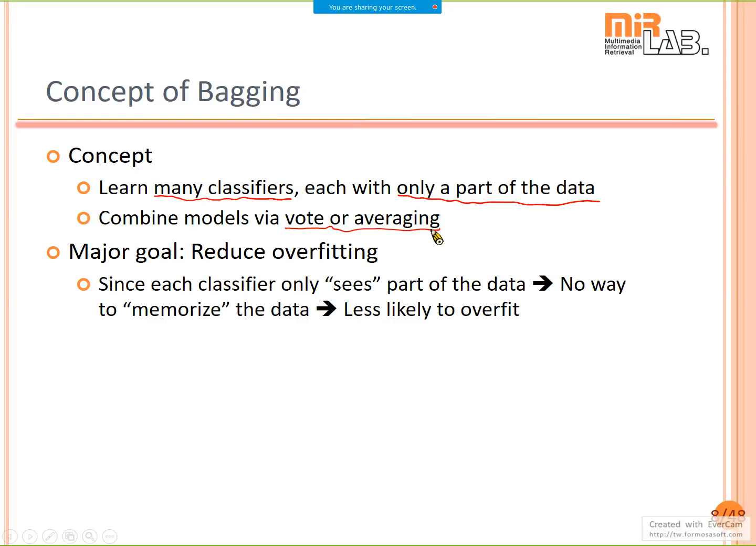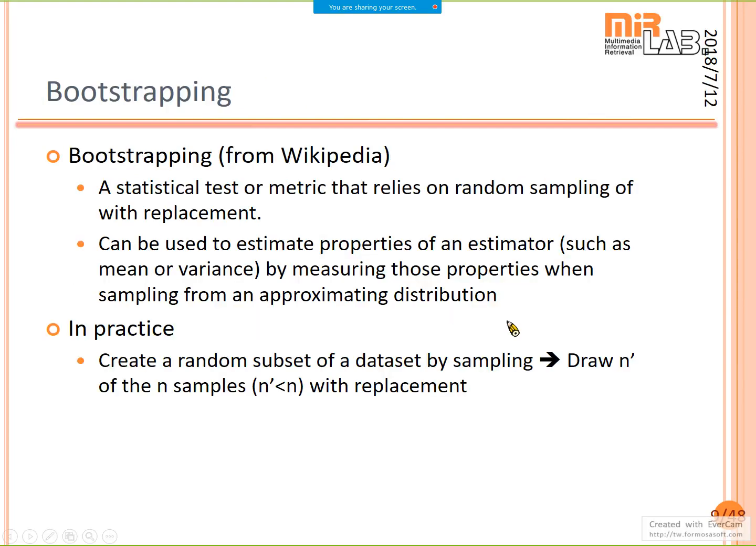So the idea is it's pretty easy to build a single model. Why don't we build more models for better prediction? The major goal is to reduce overfitting. Why is that? Because each classifier only sees part of the data. So there's no way for any classifier to memorize the data, because each one of them can only see a portion of the data. So it's less likely to overfit the data. It's basically based on the concept of bootstrapping.